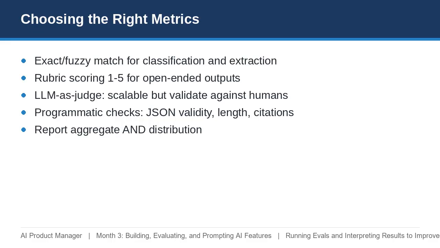Pick metrics that fit the task. Use exact or fuzzy match for classification and extraction. Use a 1 to 5 rubric for open-ended answers. LLM-as-judge scales well and is cheap, but you must validate it against human labels and pin the judge model. Add programmatic checks for things like valid JSON. And always show the distribution, not just the average, because a mean of 4.2 can hide a cluster of catastrophic ones.